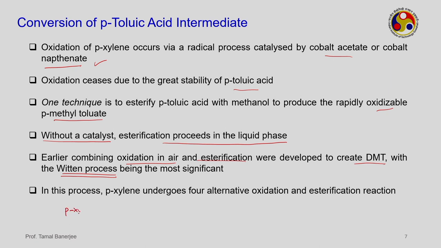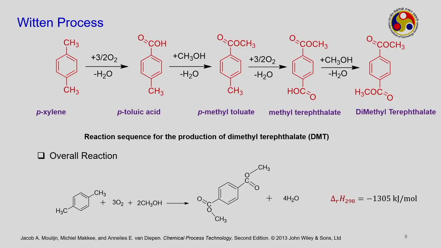Paraxylene, oxidation, then again esterification, then again oxidation, finally esterification. So oxidation, esterification, oxidation, esterification. So this is the process. I will show what products are formed in the next slide. So this is the Witten process.